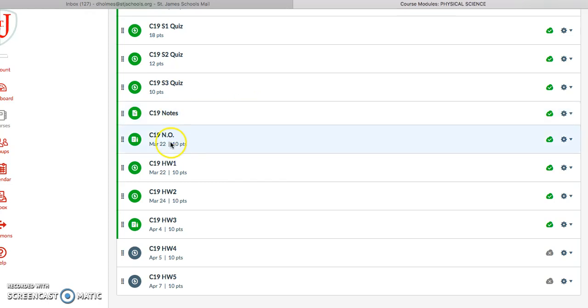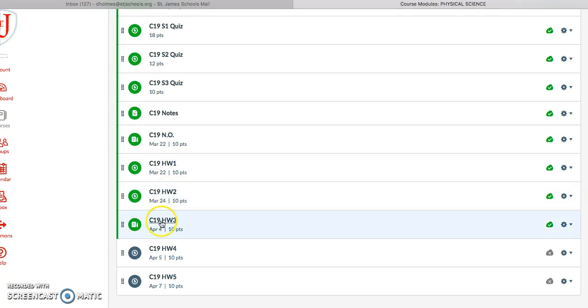Here we have the chapter 19 note outline. I put this in as an assignment, and it's worth 10 points. Most of you have done it and turned it in. I'm actually going to hand that back today, so you get that back. And then we've had homework 1. It's 20 things of matching, half a point each, so 10 points. Homework 2 is also 20 things of matching, half a point each.